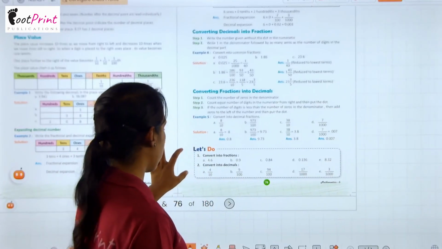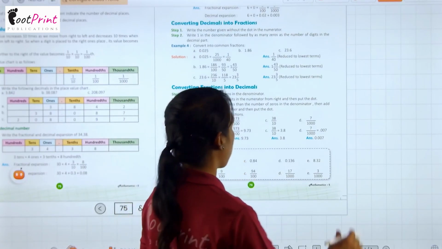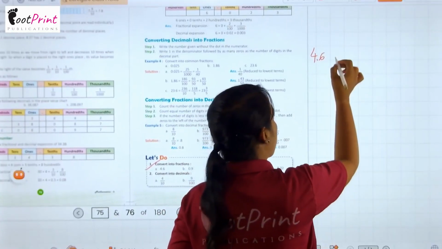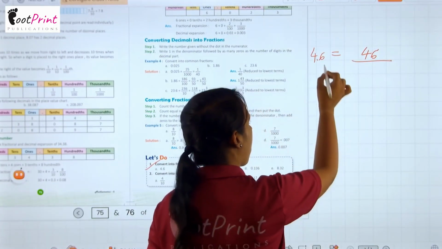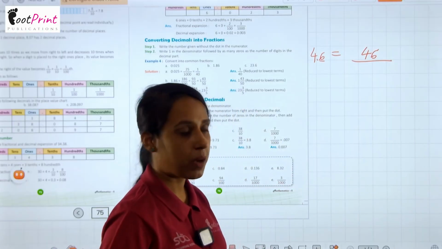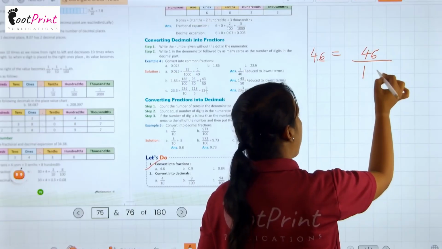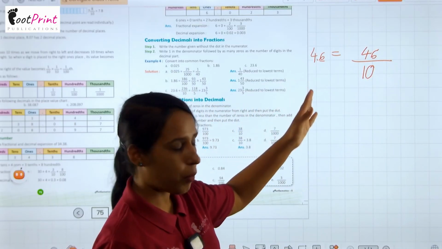Okay. Now on the basis of this concept, let's do an exercise. Just solve it. Here we have to convert into fractions. We know how to convert 4.6. So we take it without the point as the numerator. Then we count the decimal places. Here the decimal place is 1. So we put 1 and then add a 0 to it. So we get 46 upon 10.